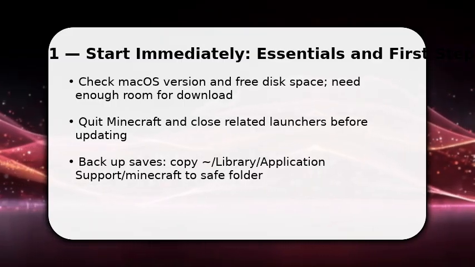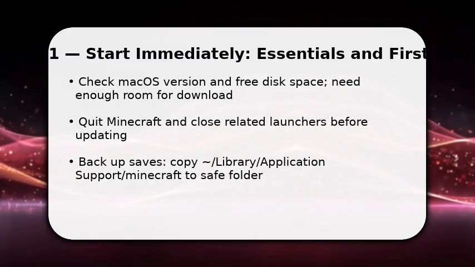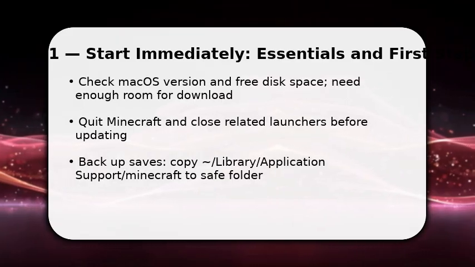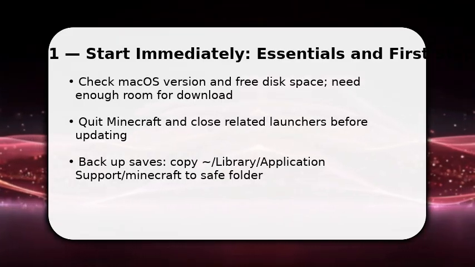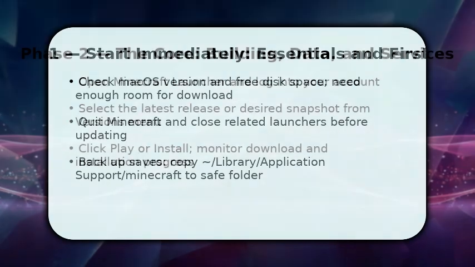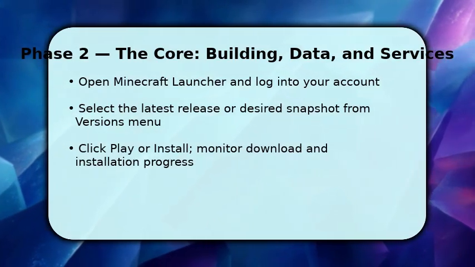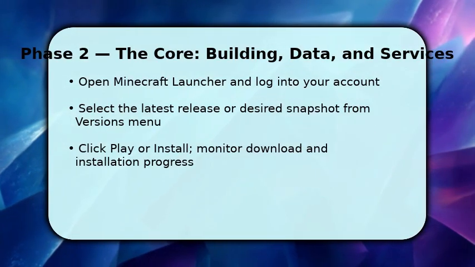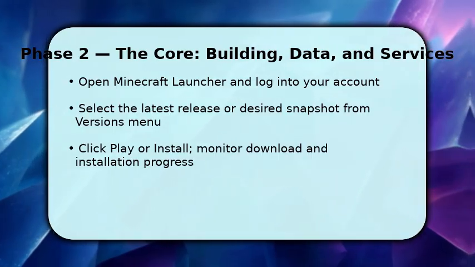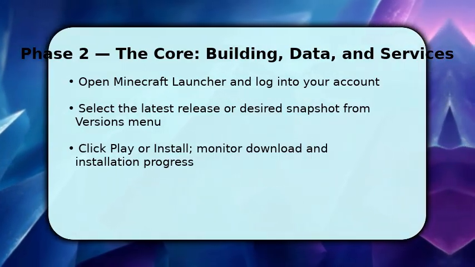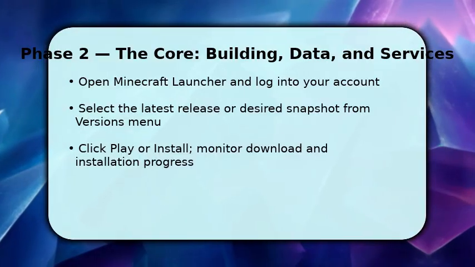Now open the Minecraft launcher. You're ready to check for the latest release and begin the update process. You'll use the launcher to fetch the update because it manages versions and libraries. Once logged in, go to the Installations or Versions tab, pick the latest release or a snapshot if you want new features, and click Play or Install.